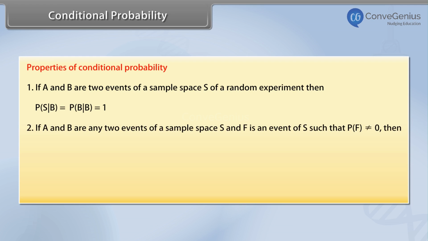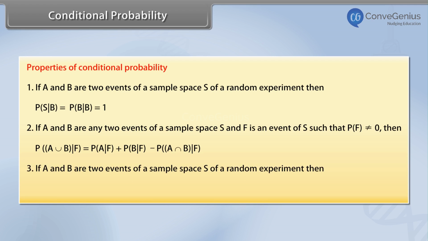2. If A and B are any two events of a sample space S and F is an event of S such that the probability of event F is not equal to 0, then the conditional probability of event A union event B when F is given is equal to the conditional probability of event A when F is given, plus the conditional probability of event B when F is given, minus the conditional probability of event A intersection event B when F is given.